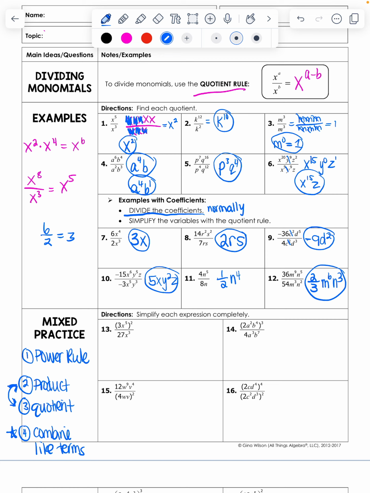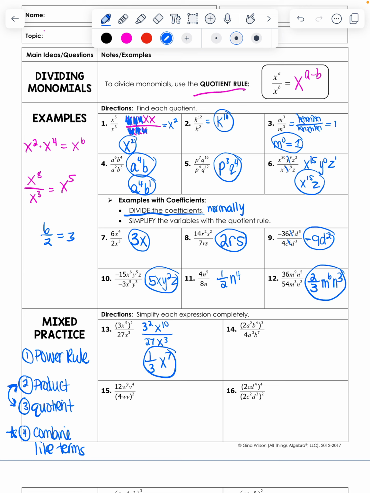But for number 13, we would first use the power rule in the numerator. This would turn into 3 squared x to the 10th. Don't forget the power rule, you multiply exponents. Then I have 27x to the 3rd power in the denominator. Well, 3 squared is 9, and 9/27ths simplifies to be 1/3. All can be done in the calculator. And then this would be x to the 7th power.